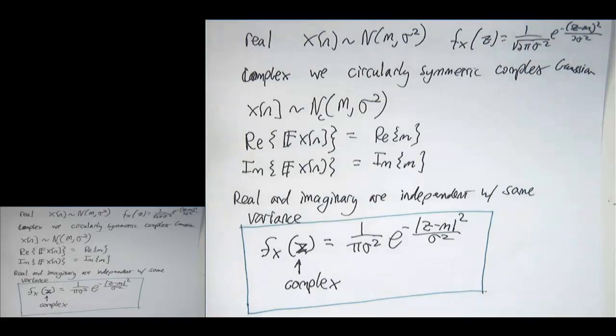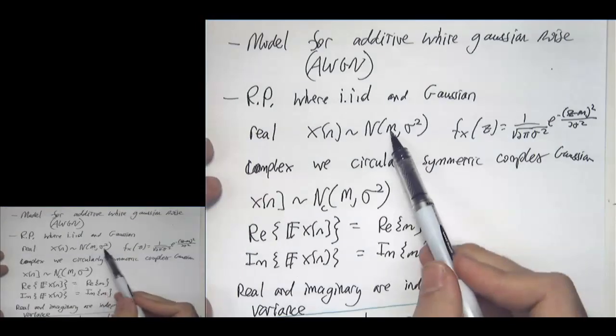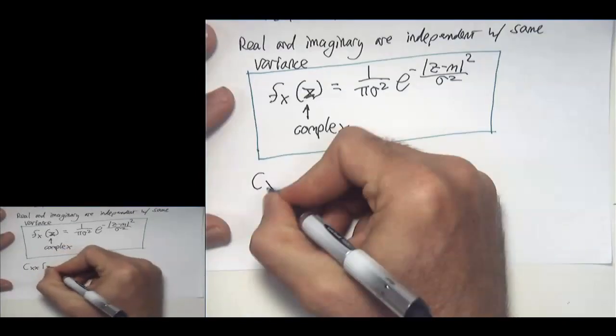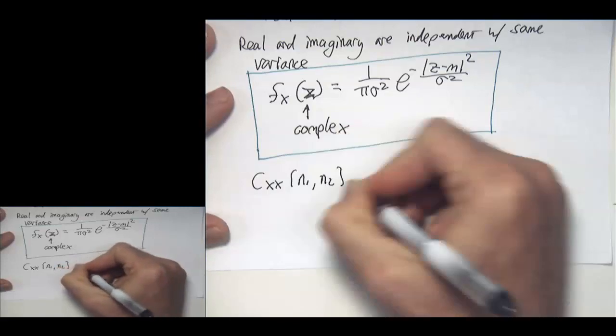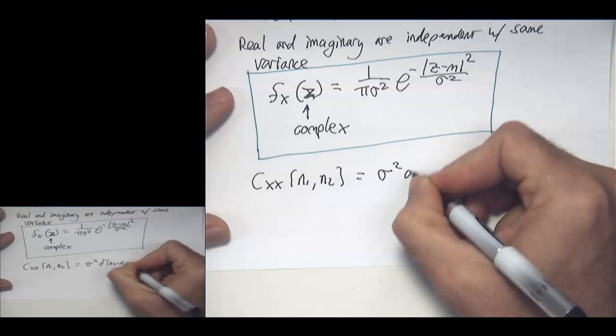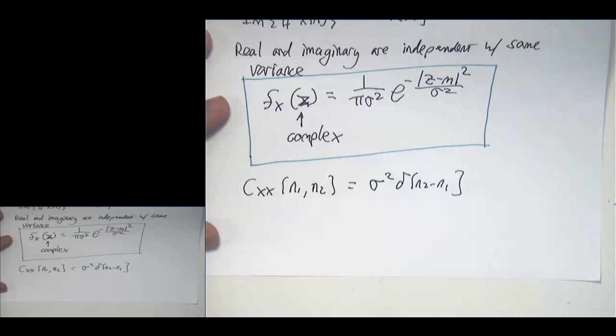And so an IID Gaussian random process is independent, identically distributed. Every sample has mean m, variance sigma squared Gaussian distribution. So that's all it means here. And so then we might write that c xx of n1 comma n2 is going to be equal to sigma squared delta of n2 minus n1. That's one of the implications of this here. And that delta comes from the IID property. All right, so that's all for the stochastic processes review.